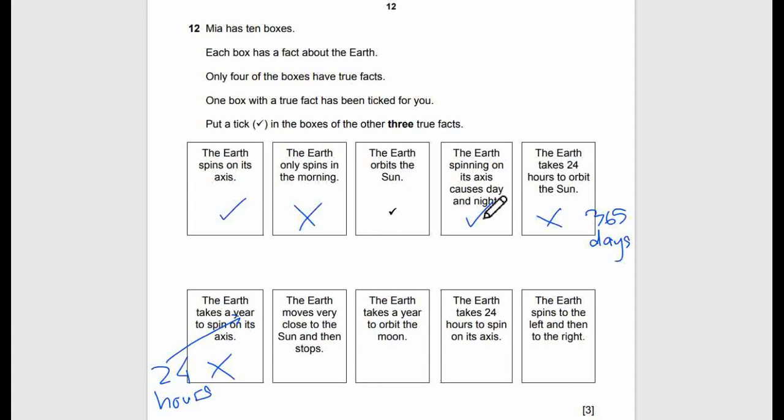The earth moves very close to the sun and then stops. No, it's not, or the earth will melt because the sun is very hot. The earth takes a year to orbit the moon. No, it's not. It is the moon that orbits the earth, not the opposite. The earth takes 24 hours to spin on its axis. Well, what do you think? Is it correct? Yes, correct. The earth spins to the left and then to the right, then it will be so funny. So it's not. The earth spins in one direction only.